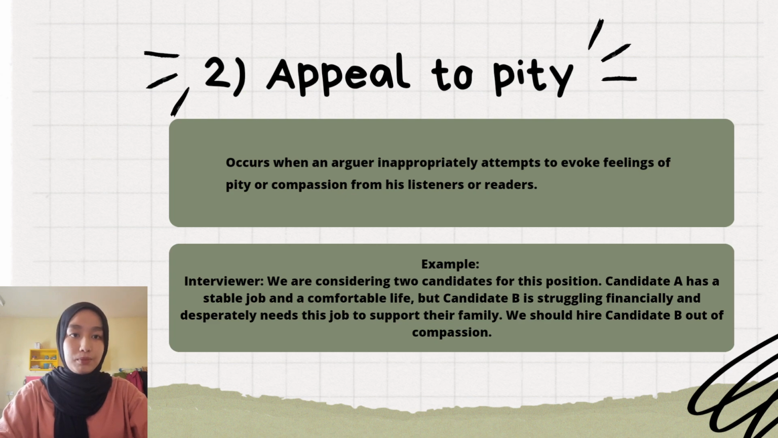As you can see the example in the job interview, the interviewer said, "We are considering two candidates for this position. Candidate A has a stable job and a comfortable life, but candidate B is struggling financially and desperately needs this job to support their family. We should hire candidate B out of compassion." In this example, the appeal to pity is used to sway the decision in favor of candidate B based on their personal circumstances rather than their qualifications or skills for the job.